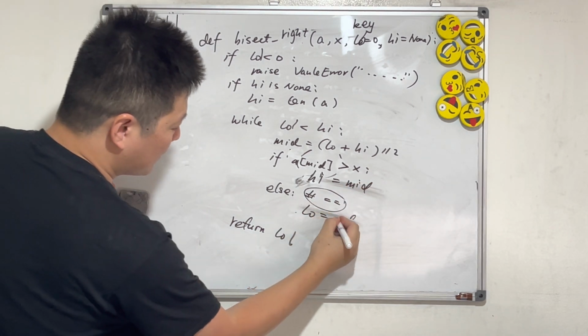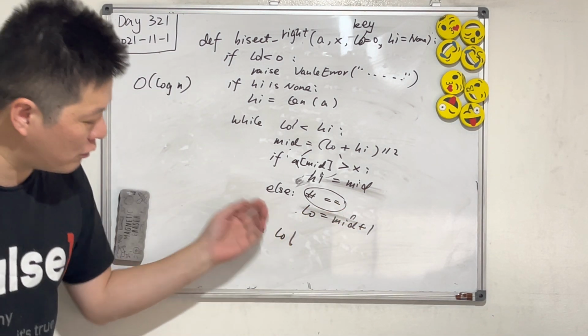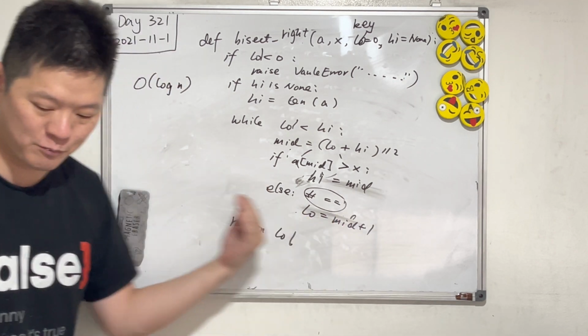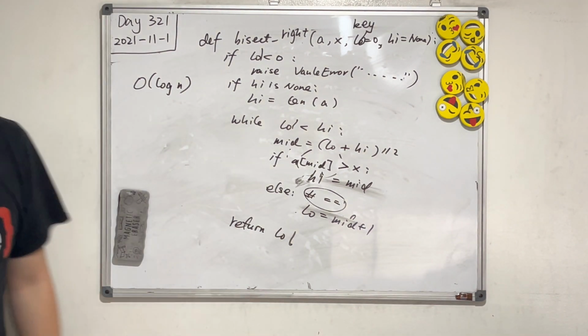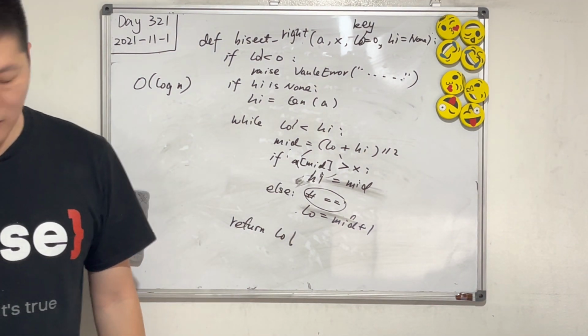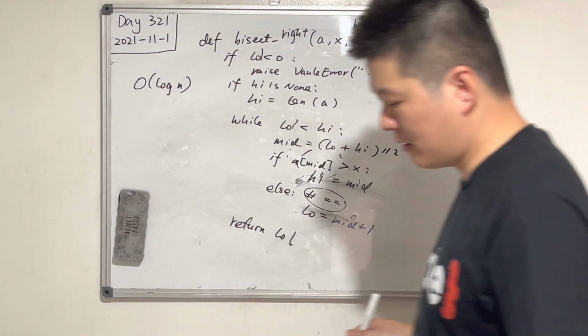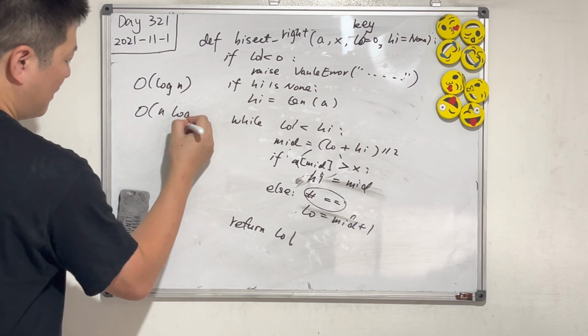As low equals mid plus 1, right? So when it's equal, then I want to move this insertion point to the right. That's why I will move lower to upper bound, towards the right. Are you all right? Yes. What's the time complexity for this one as well? Bisect right. It's the same, O(log n). I said O(log n).